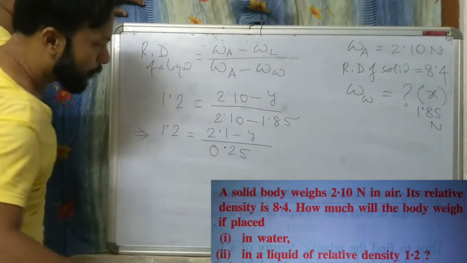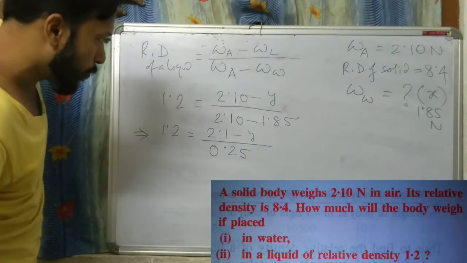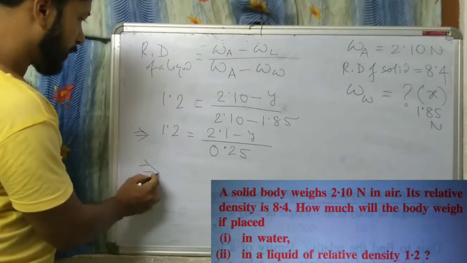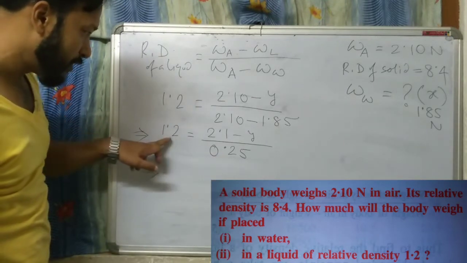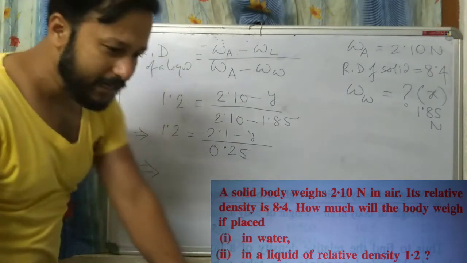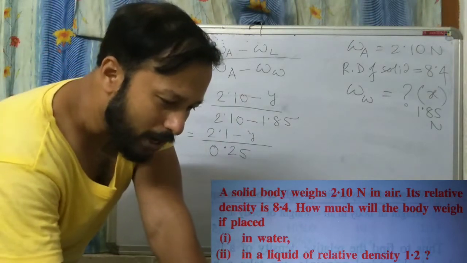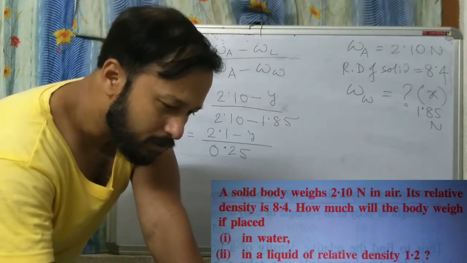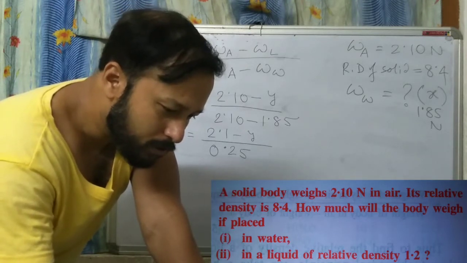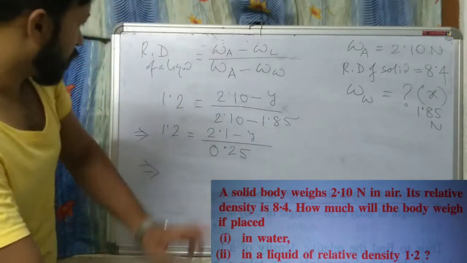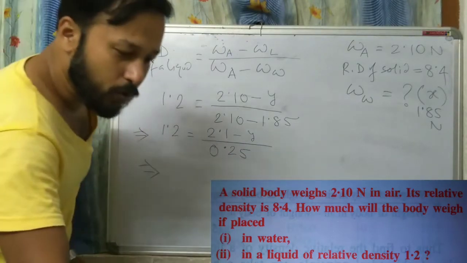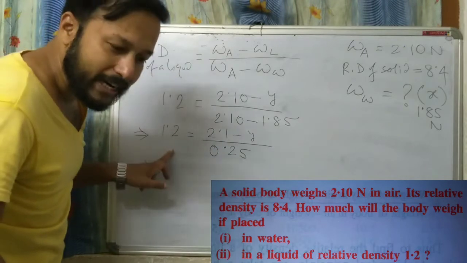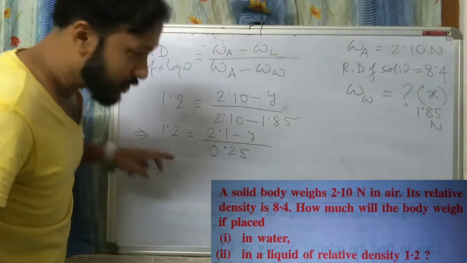0.25. Okay. Now if we multiply 0.25 into 12, what are we getting? Let's see, 12 into 25. By multiplying this, we are getting 0.3.